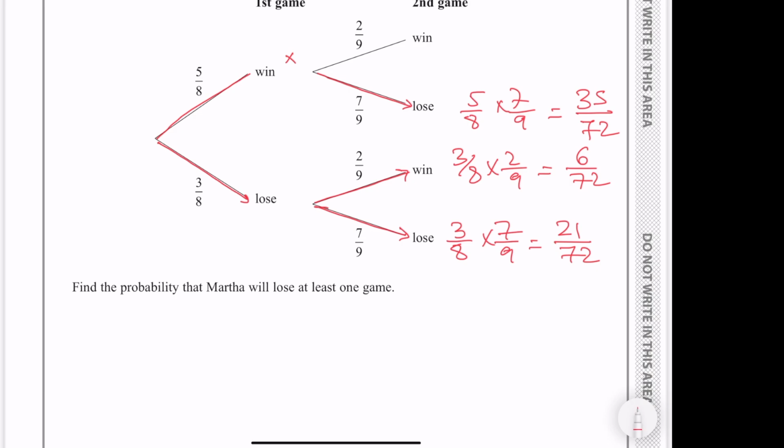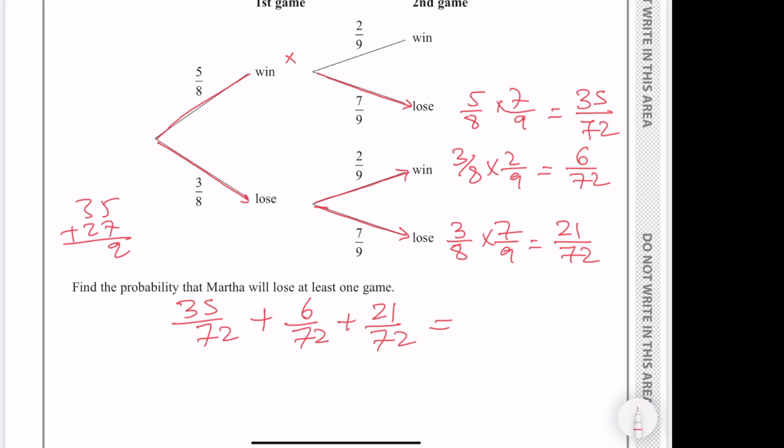You have to add all the probabilities. So it will be 35/72 plus 6/72 plus 21/72. So this is 35 plus 21 plus 6 is 27, and this is 12, you carry 1, so that is 62/72.